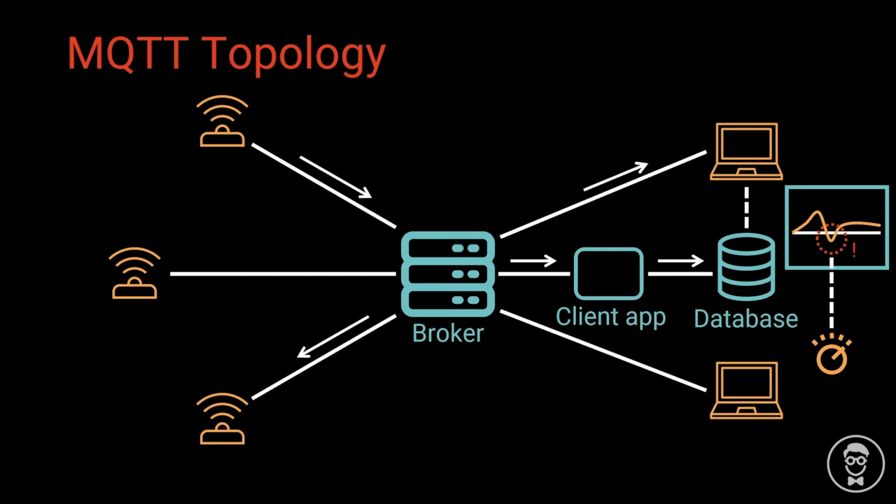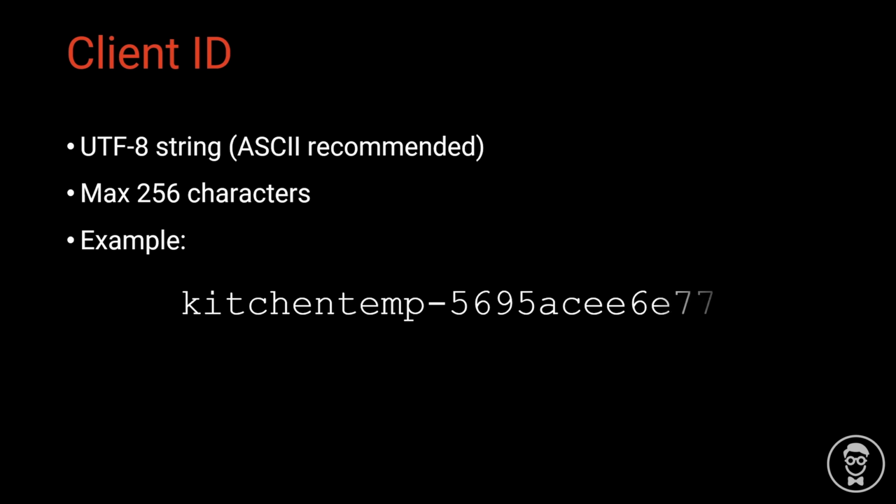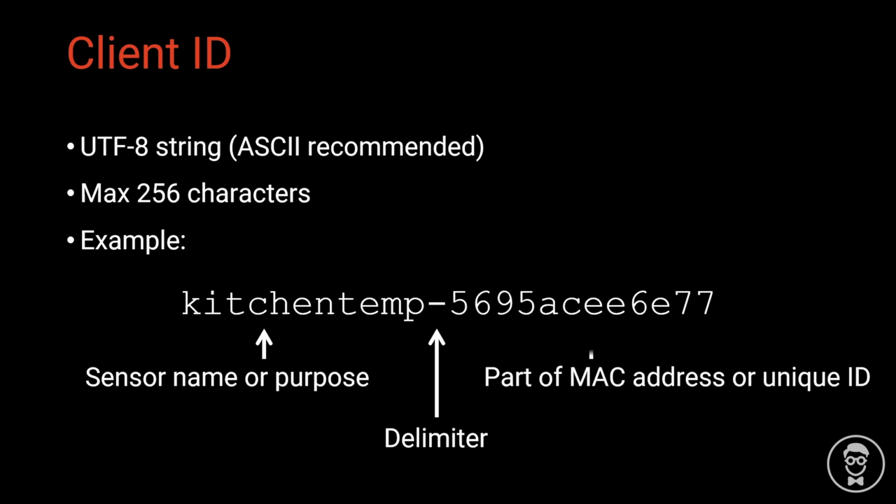Each client has a unique client ID to identify it to the broker. This is a UTF-8 string of up to 256 characters. Like with topics, it's recommended that you stick to the more limited ASCII set for easier displaying and readability. You'll often see these with a prefix of the sensor name or purpose, like kitchen temp, a dash or underscore separator followed by a random set of characters or part of the client's MAC address to create a unique ID.